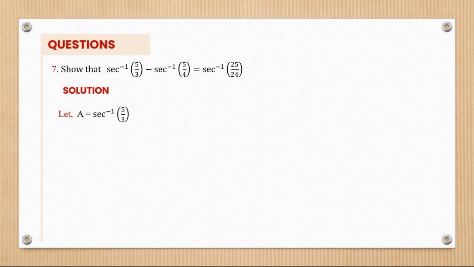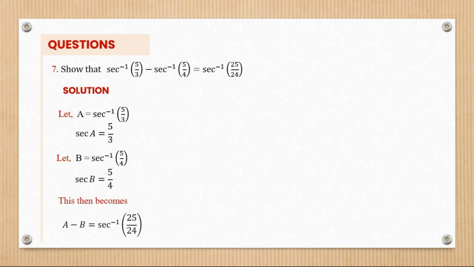So as usual, we're going to let a represent one of the values on the left hand side. So we're actually proving this. So let's first convert them into a and b. So this will mean that sec of a is 5 over 3. Then we're also going to let b be equal to sec inverse of 5 over 4, of which it will mean that sec of b is 5 over 4.